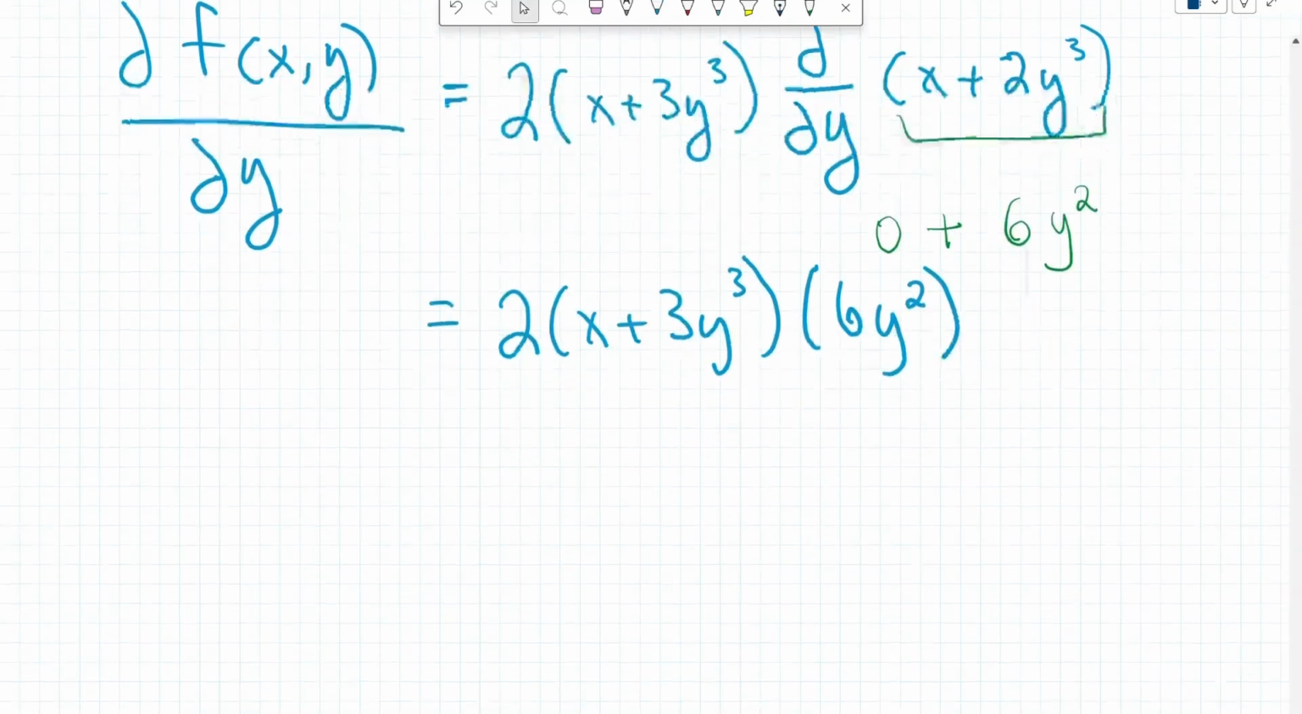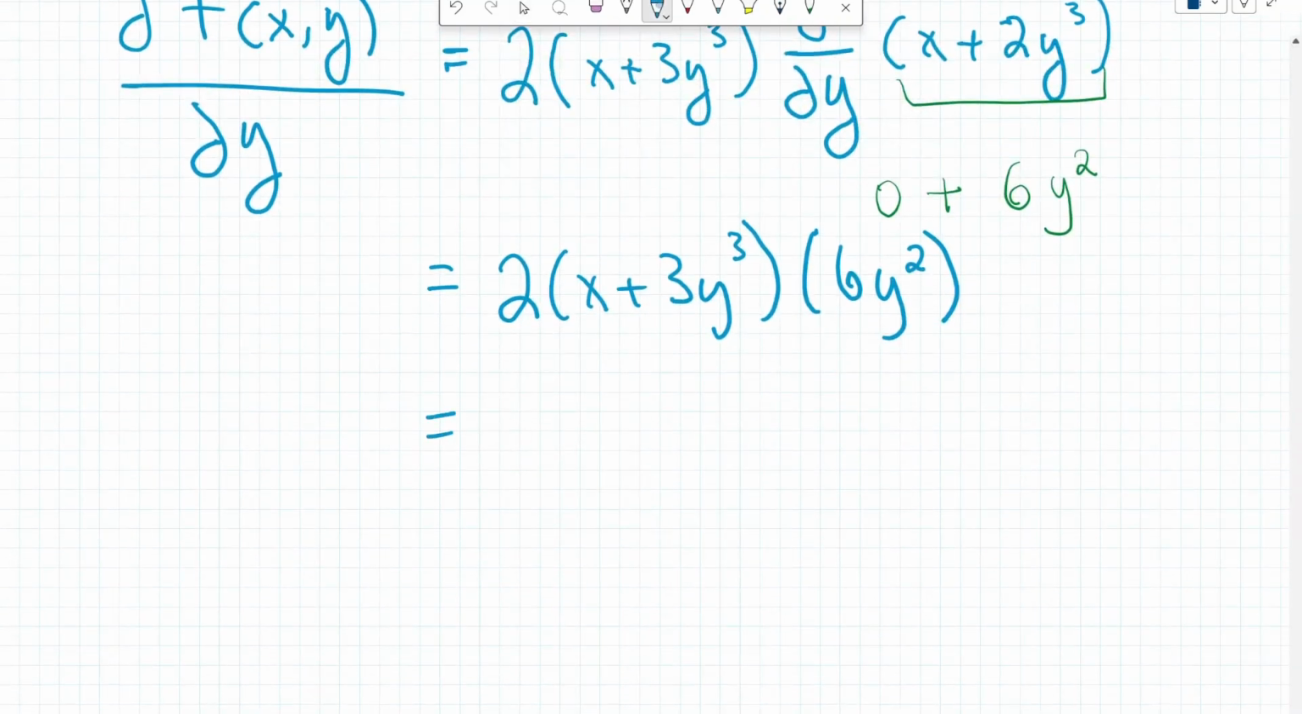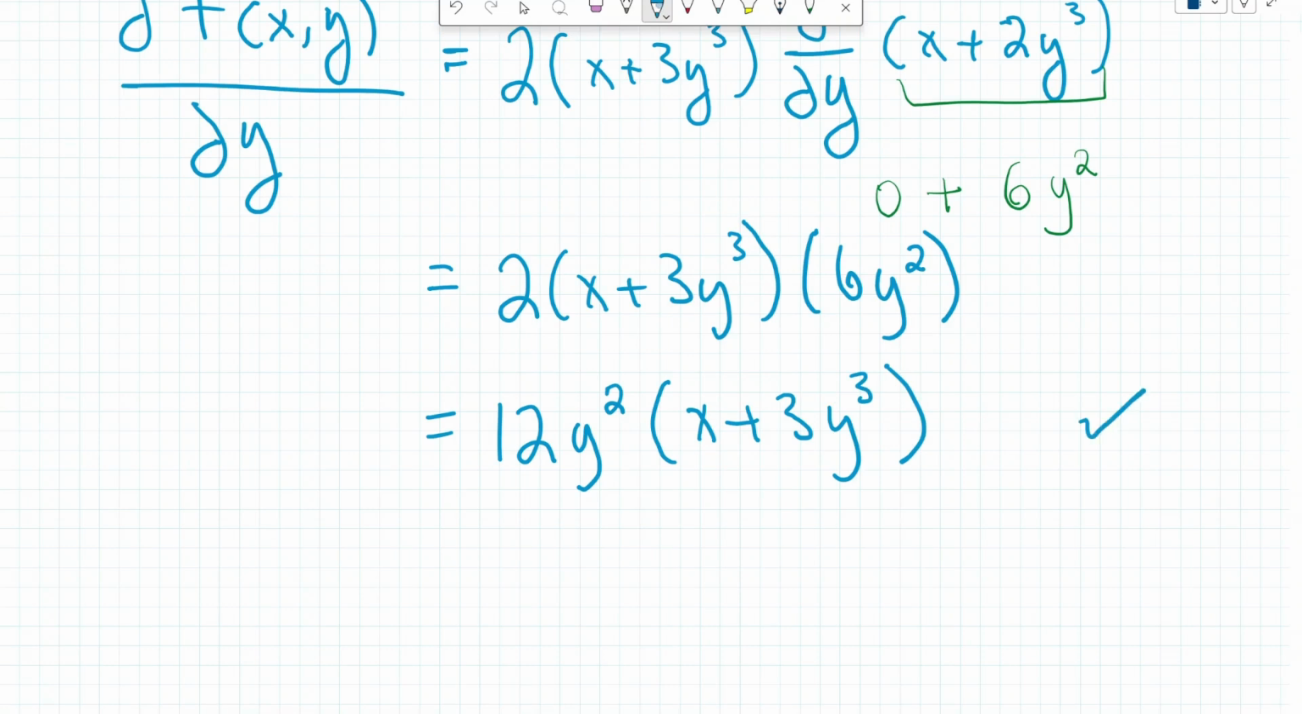And we can simplify this by combining our terms. So we've got 12y squared multiplied by x plus 2y cubed. And there you have it. We've calculated the partial derivative of our function with respect to y by treating x as a constant.